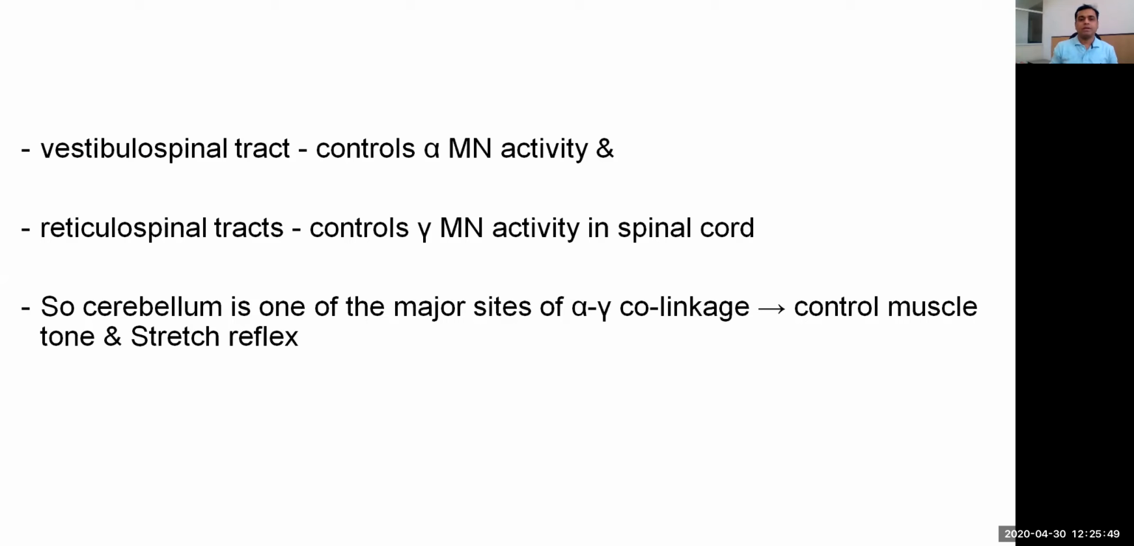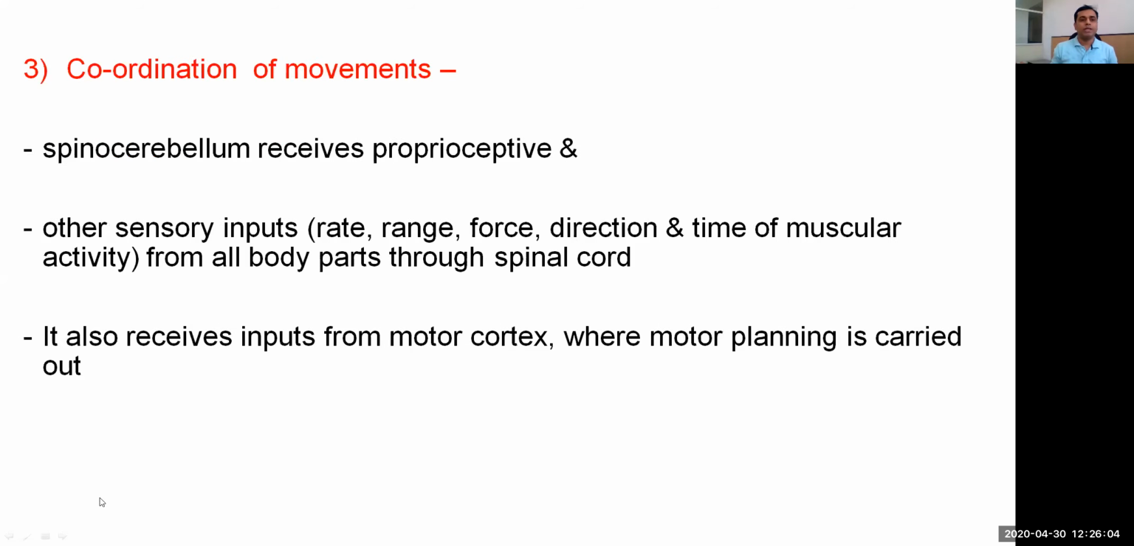And we have already studied the role of gamma motor neuron and alpha motor neuron in the contraction of muscle. So, cerebellum is one of the major sites for the alpha gamma co-linkage and thereby control muscle tone as well as the stretch. Coordination of movement.